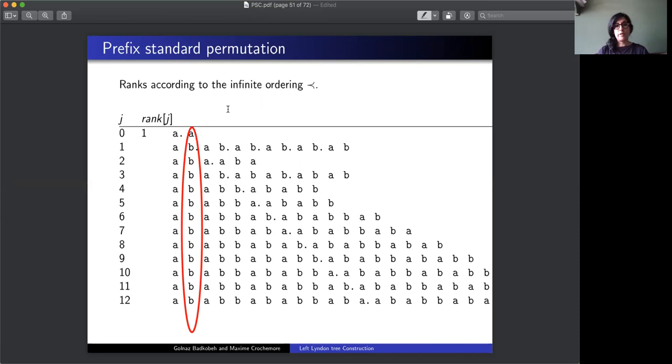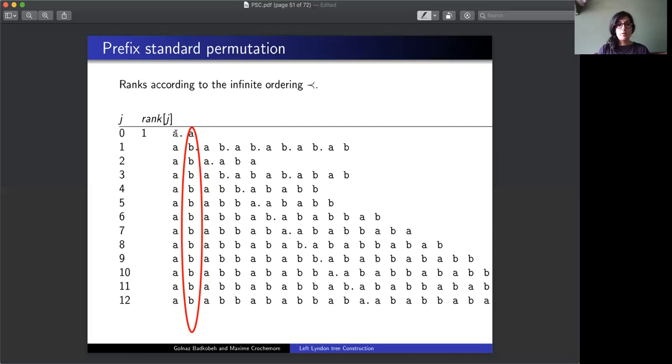Okay, so when we talk about infinite ordering, we look at infinitely many concatenations of every prefix. So these dots that I put here are just to indicate that, for example, here I have ABA, ABA. The prefix is actually ABA, and I just concatenated it with itself to establish the ranking of these prefixes.